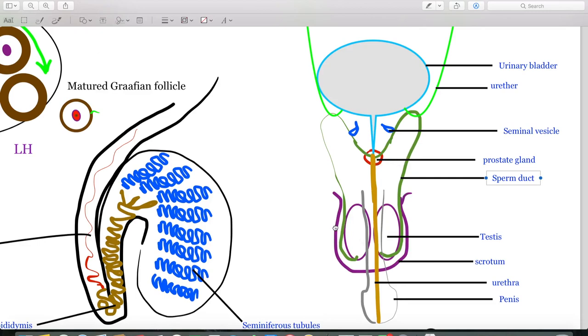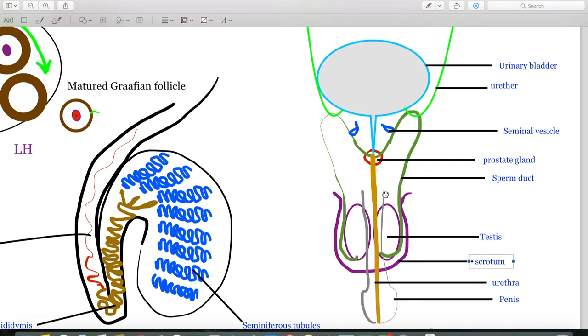Now you can see the purple color here, like a bag or sac, which is known as the scrotum. Now remember, the testis is located a little bit outside your body. The reason is because it wants to maintain the temperature of the testicle 2 degrees Celsius lower than our normal body temperature. So the testicles work best at a temperature 2 degrees Celsius lower than the normal body temperature. This is something very important that you guys will need to remember as well. It's a fun fact for you guys.